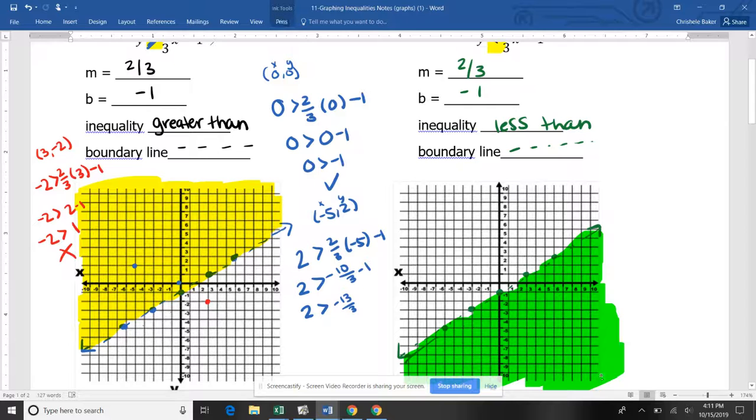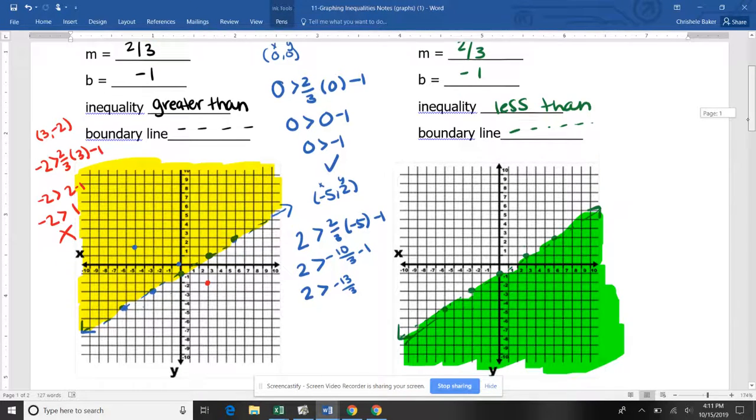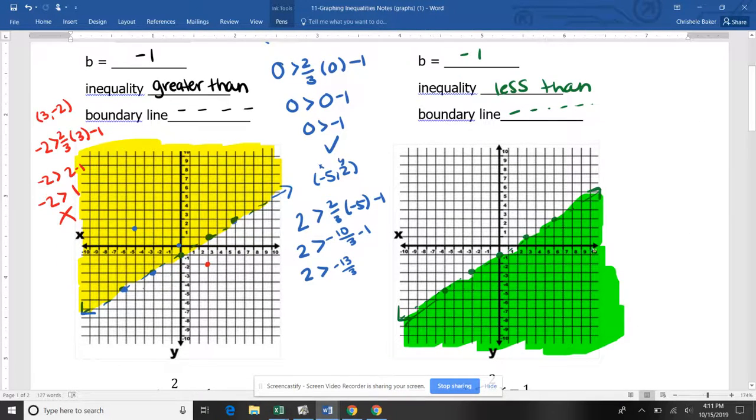This includes even ordered pairs that are beyond what my graph shows. I know this goes over to +10 and this goes down to -10, but imagine going over to +20, so the point 20, 0. Do we think that would be a solution? Well, this line keeps going up, so yes, that should be shaded. Let's test it out.